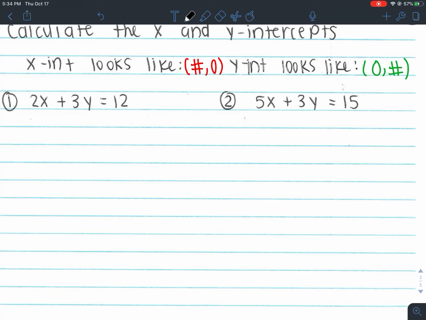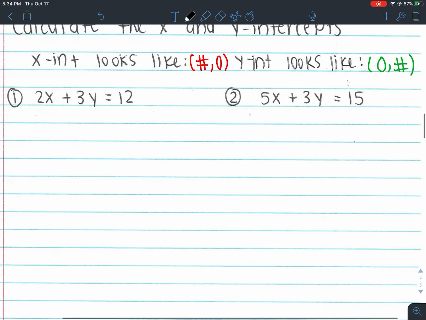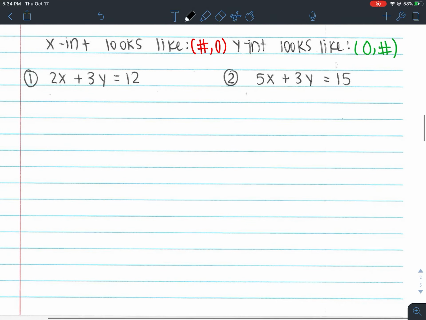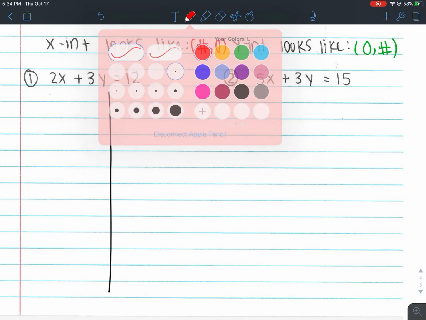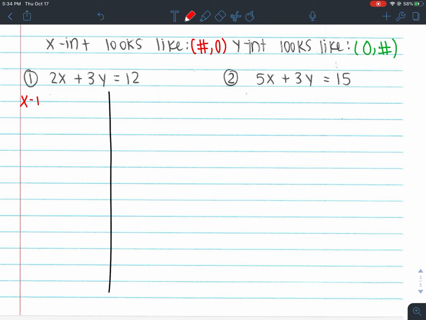Okay, so starting with number 1, I have 2x plus 3y equals 12. This is a linear equation. It is a line. And I want to solve for its x and y intercepts. The first thing I'm going to do is divide up my workspace. I'm going to give one section for the x-intercept and one section for the y-intercept. So I'm going to draw a line down the middle here for number 1. And on the left side, I'm going to write x-intercept. I'm going to find my x-intercept on this side.